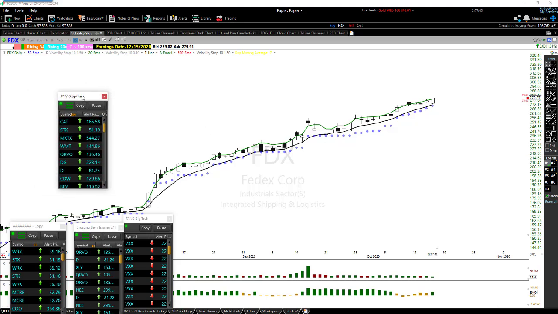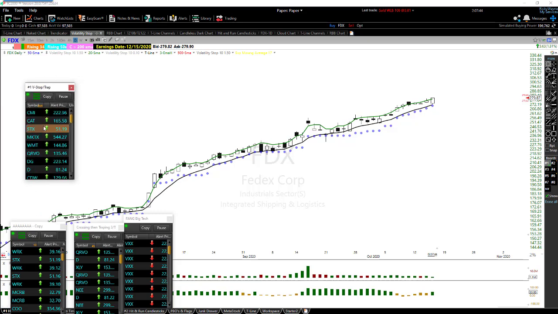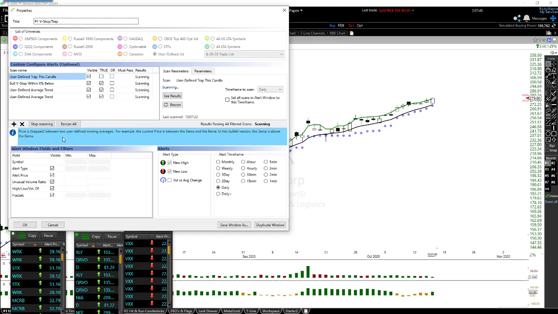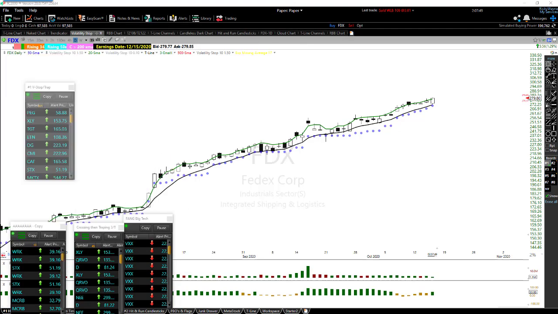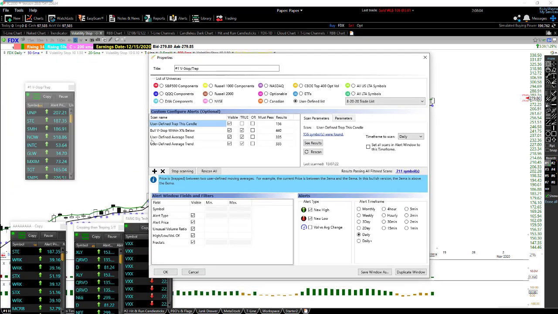So I want to look at my scan here, and I hope I didn't change this one. Oh, I didn't. So this scan is put together by a couple of different mini scans that make the big scan, okay? Let me bring this back over here. And you see what I've done here? The bull V-stop within X% of the V-stop, the volatility stop.